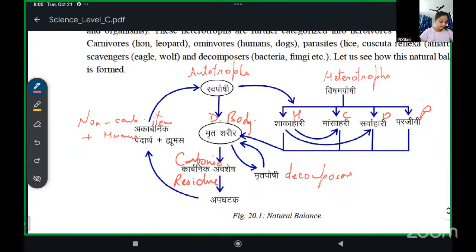Okay. This is saprophytes. Saprotrophic. And this is decomposers.